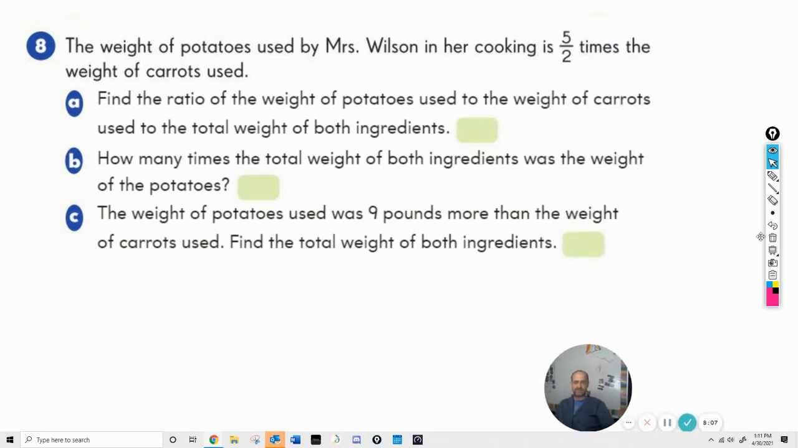Mrs. Wilson making taters. Pause it. I'm going to fill it out and we'll talk in a moment.